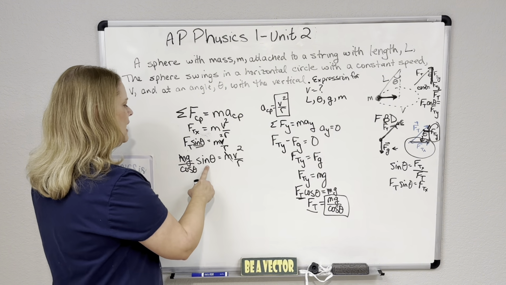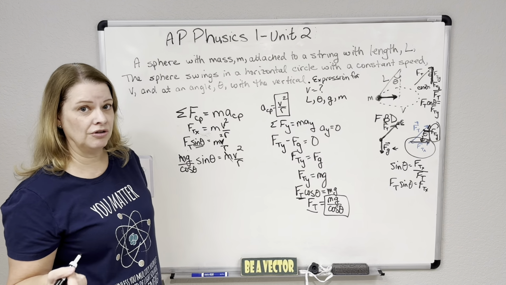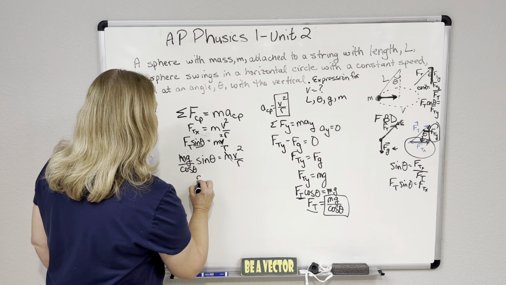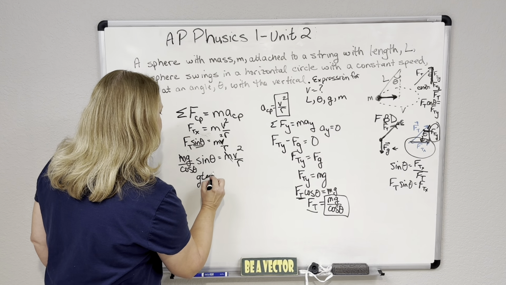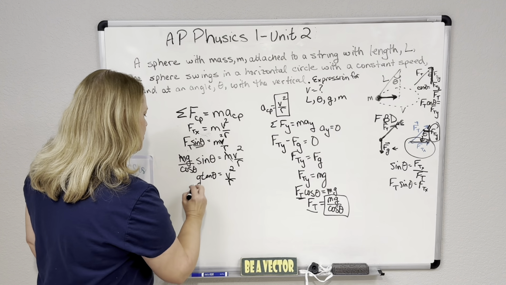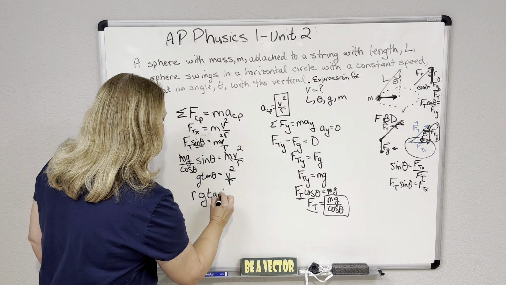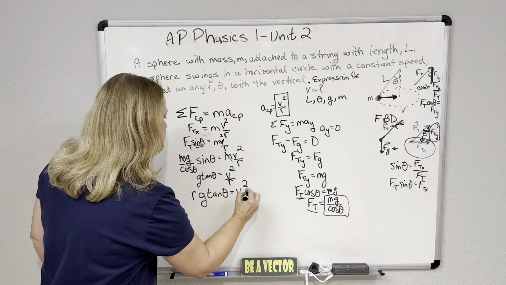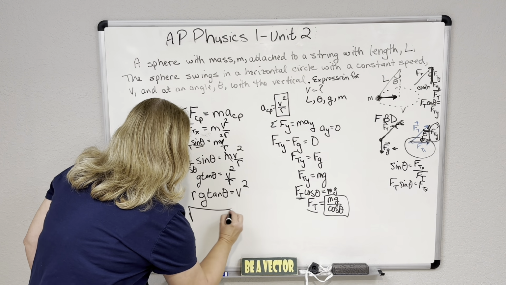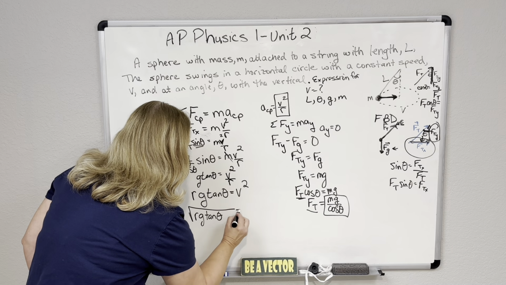Mass is gone, and sine divided by cosine, hopefully you remember this from math, that's tangent theta. Sine theta divided by cosine theta is equal to tangent theta. So I have g tan theta equals v squared over r. I multiply r over, and I get r g tan theta equals v squared. I take the square root, and I get the square root of r g tan theta equals v.